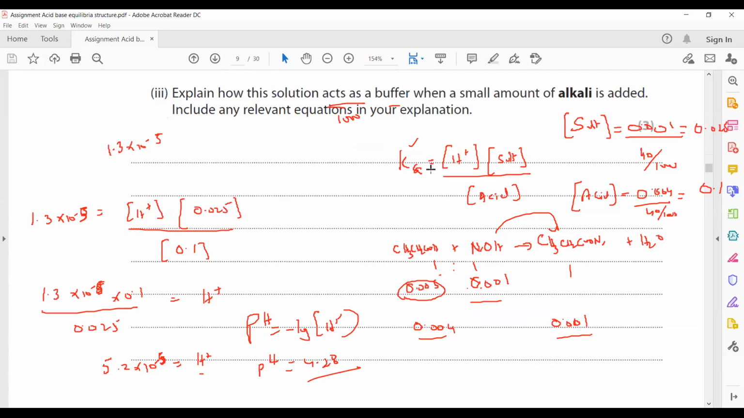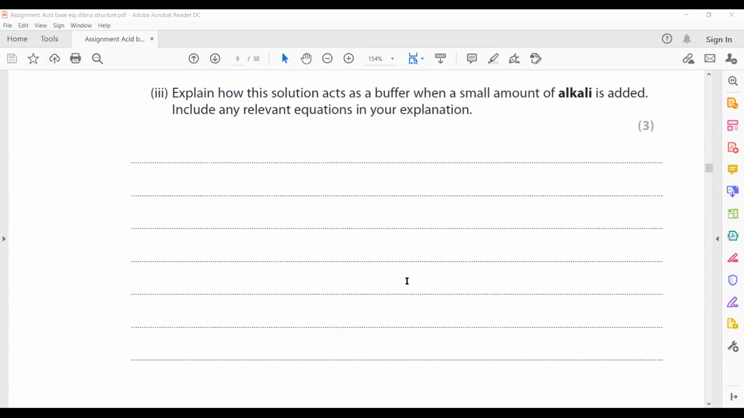Explain how this solution will act as a buffer when small amounts are added. So again, the same way you will mention the answer. We have a reservoir. Always mention an excess or reservoir of propanoate ion, because here it is a mixture of propanoic acid and sodium propanoate. So we have a reservoir of propanoate ion. Adding an alkali reduces the amount of hydrogen ion, which increases the amount of propanoate ion, but it is already in excess. So a small change hardly changes the ratio of salt to acid. Is it clear?